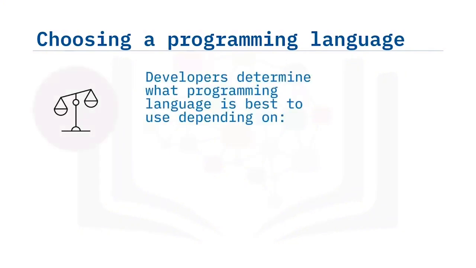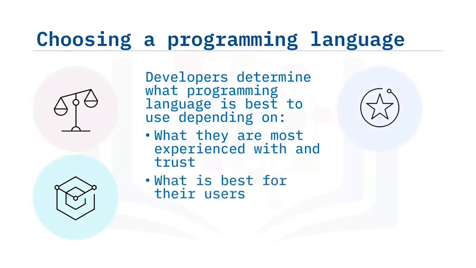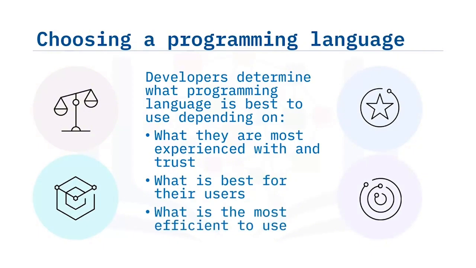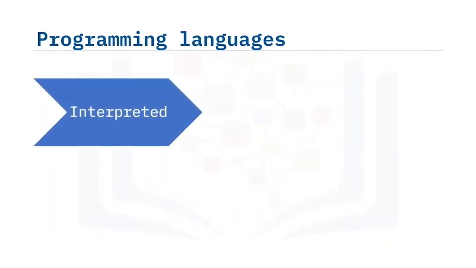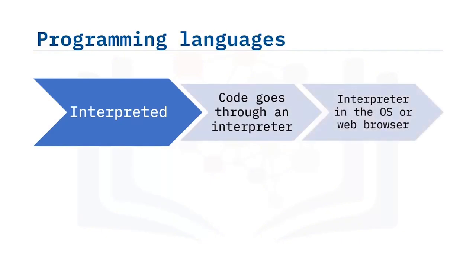Developers choose which programming language is best to use depending on what they have the most experience with and what they trust, what is best for their users, and what is the most efficient to use. What are interpreted and compiled programming languages? Interpreted programming languages are used to create a scripted source code for smaller tasks. The source code goes through an interpreter. The interpreter is built into the operating system on a computer or on a web browser.